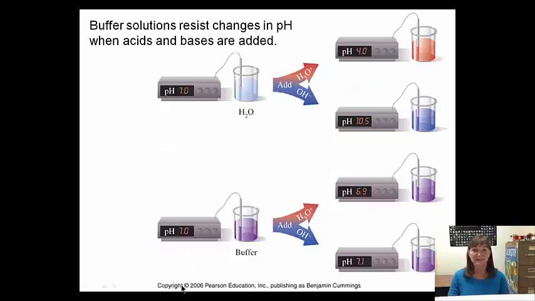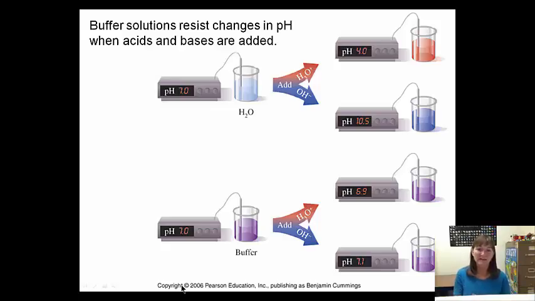Okay, buffer solutions. Buffer solutions resist changes in pH when an acid or a base is added to them. They don't always hold the pH exactly constant, but they're going to resist a change in pH. They're going to try hard not to let the pH change. So here's an example of this.